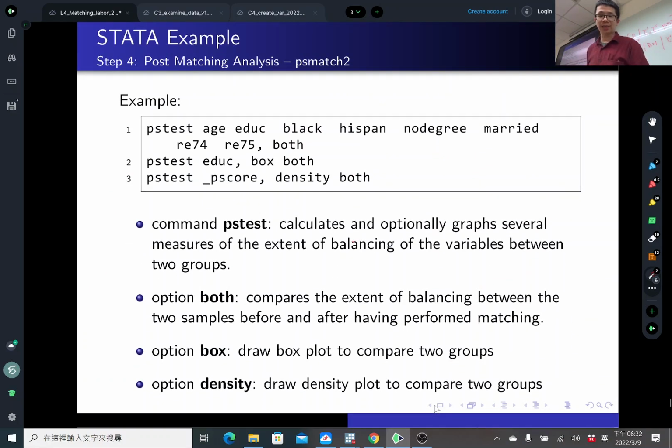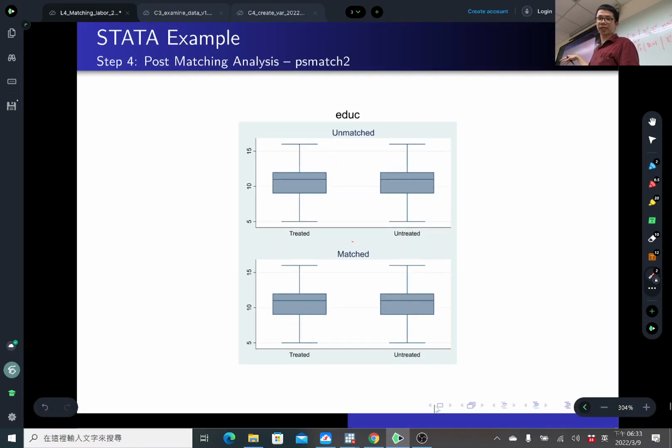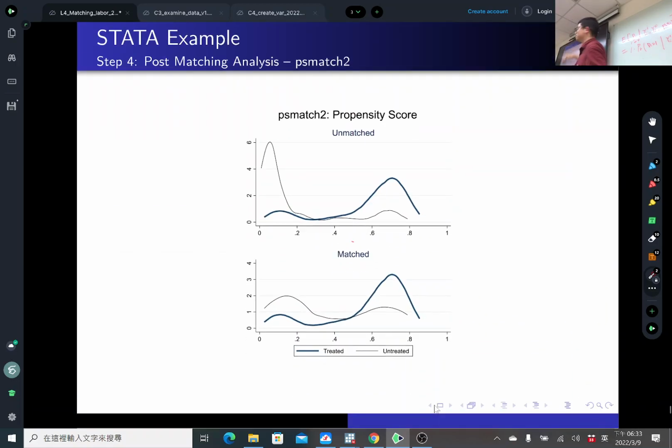Okay, and the PS match command can also do similar things. I just let you explore by yourself. Okay, do very similar things. Box and density.